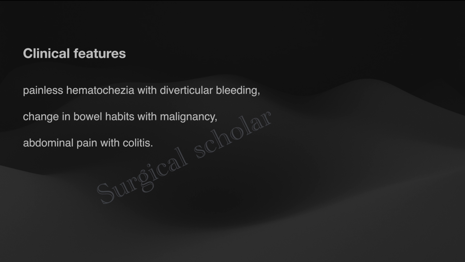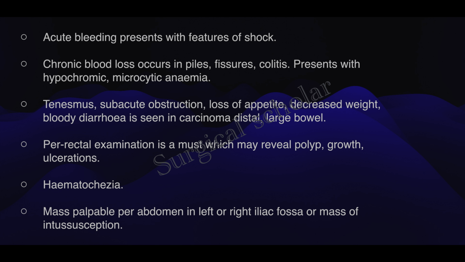The clinical features: painless hematochezia with diverticular bleeding, change in the bowel habits with malignancy, abdominal pain with colitis. Acute bleeding presents with features of shock. Chronic blood loss occurs in piles, fissures, colitis. It presents with hypochromic microcytic anemia, tenesmus, subacute obstruction, loss of appetite, decreased weight. Bloody diarrhea is seen in carcinoma distal to large bowel. Per rectal examination is a must, which may reveal polyp growth and ulceration.